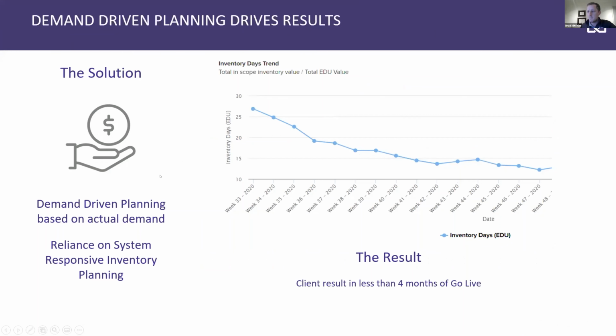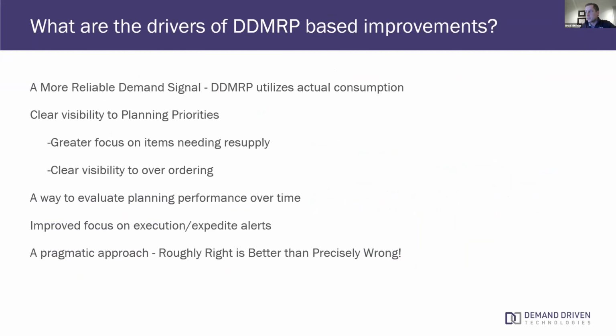That said, DDMRP can still be improved in the way that we adopt and implement and maintain the system. So we're getting great results based on a more reliable demand signal, right? We're using actual consumption instead of forecast. This is very critical. We have better visibility to the items that we should be ordering. We have better visibility to items that we're actually over ordering and we should order less of.